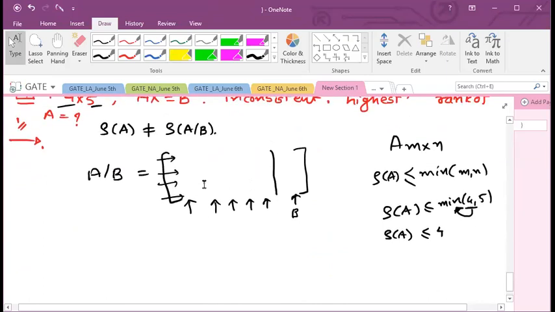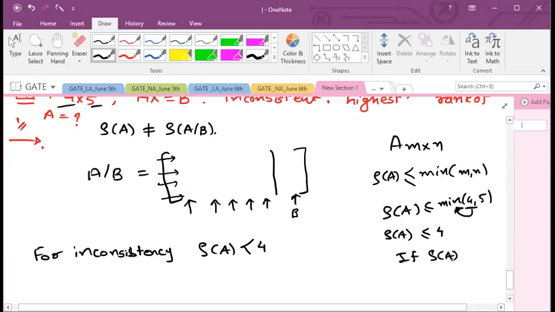So for inconsistency, you can also note this, your rank of A should be less than 4, right? Because if rank of A is equal to 4, in that case, definitely your rank of A is going to become rank of A augmented B. Are you getting my point? Either your B will be entirely 0. If B is entirely 0, then also rank of A augmented B will become 4.